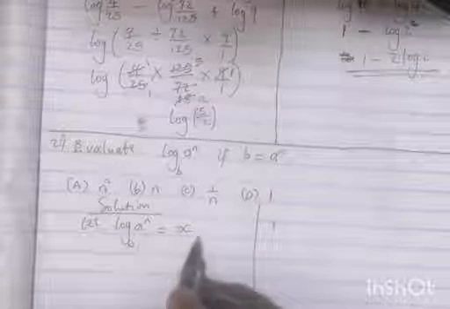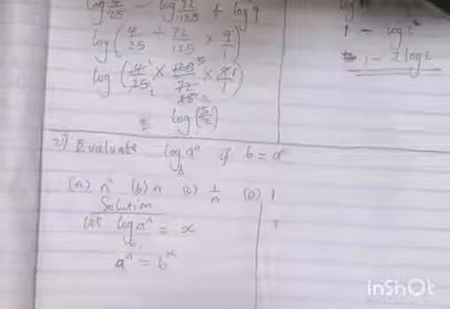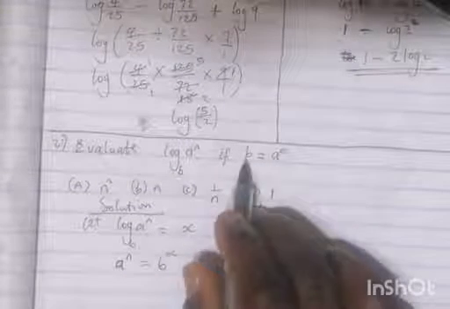Let log a raised to power n base b equal x. Okay, so let it be x. So we apply the logarithm law. This will now be a raised to power n equals b raised to power x. So we already know that our b is actually a raised to power n. So you can say, put b equals a raised to power n.